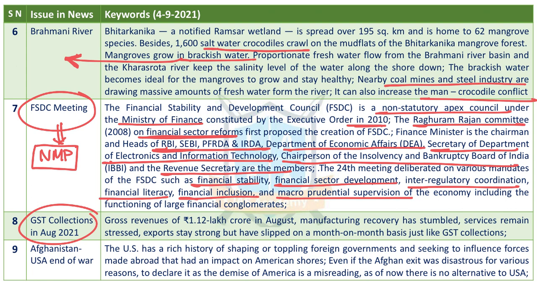First one is GST collections. GST revenues of August month are about 1.12 lakh crore. But manufacturing recovery, as shown by PMI, Purchasing Managers Index, has reduced. The service sector is facing stress. Exports are stronger, but they are also slipping on a month-to-month basis like the GST collections. In this context, quick recovery of the economy depends upon a quick vaccination schedule, and a fiscal stimulus which enhances demand is the need of the hour.